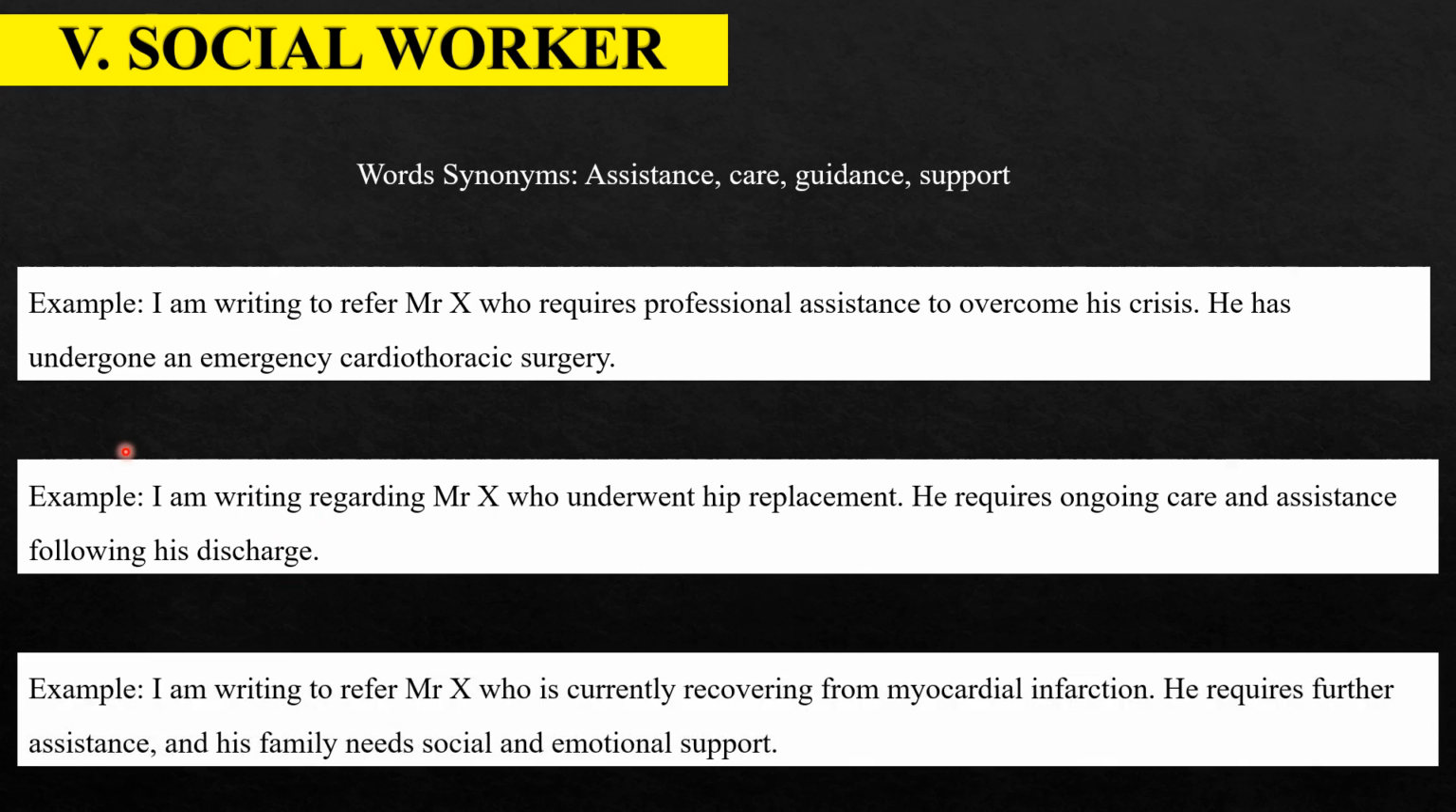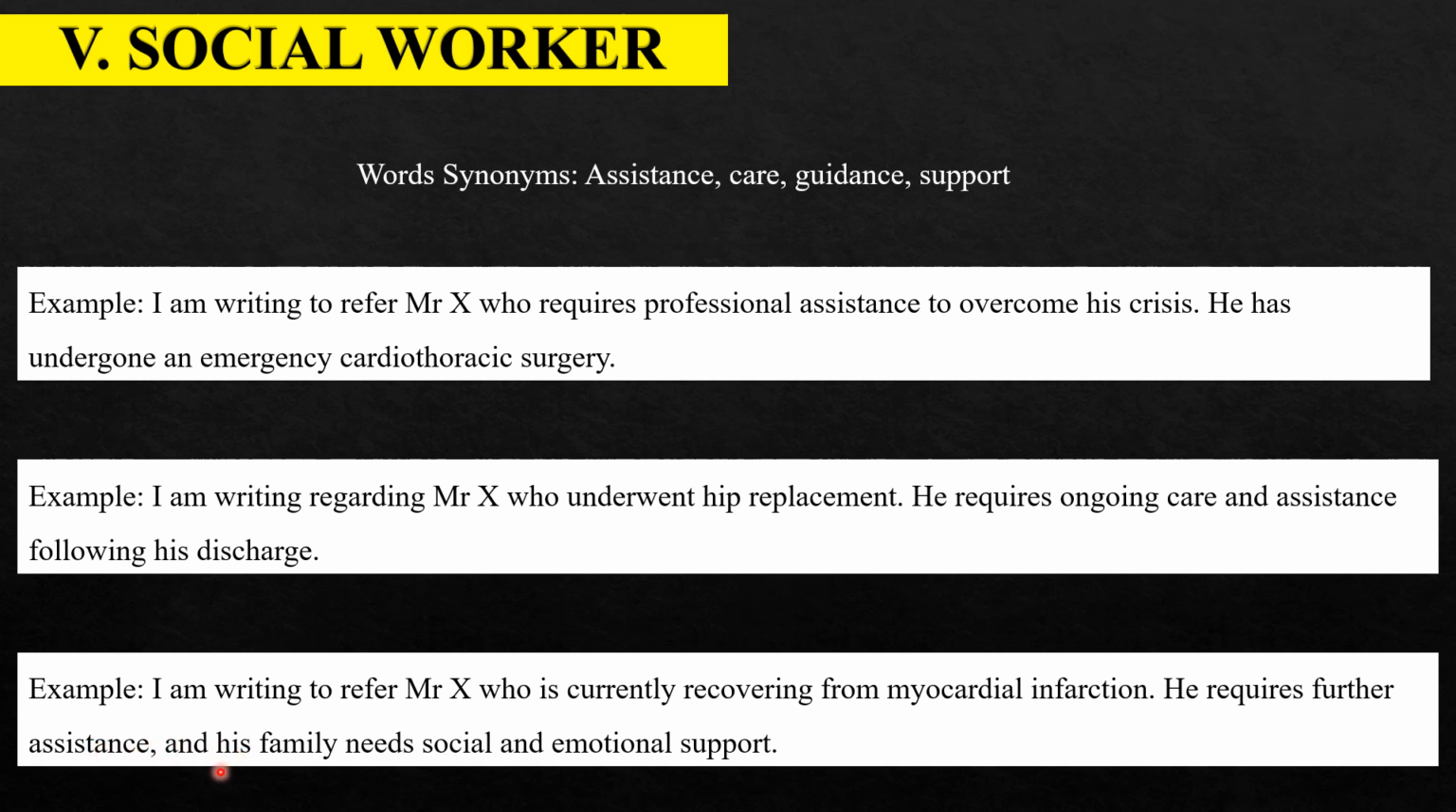In the introduction part, you need to mention what kind of problem she or he has, and what further help she needs, and after which point, like following discharge. If it is mentioned, you can just say that. If the discharge date is not mentioned, no need to mention it. Just say: I'm writing regarding Mr. X. He underwent these things, therefore he requires, or put a full stop and make it into a second sentence. And now a third example: I'm writing to refer Mr. X, who is currently recovering from myocardial infarction, full stop, or you can write, he requires further assistance.